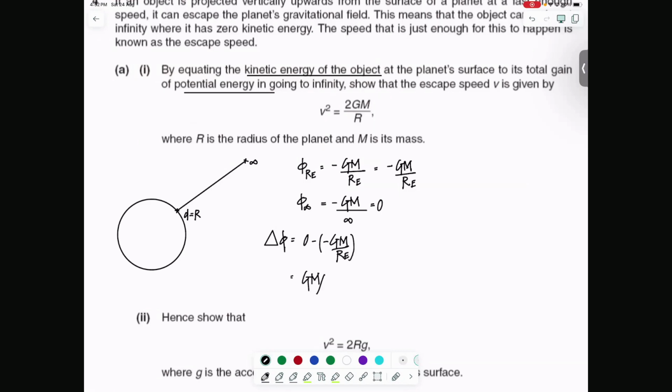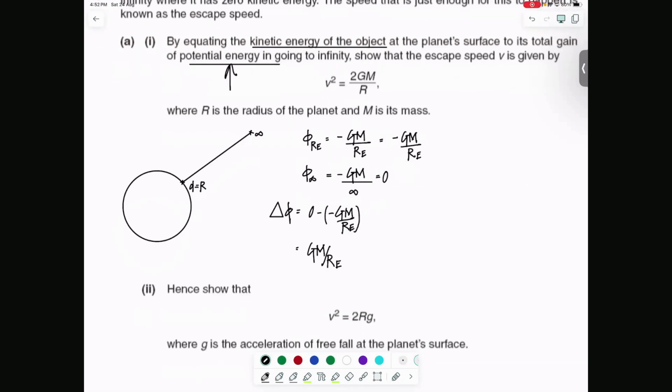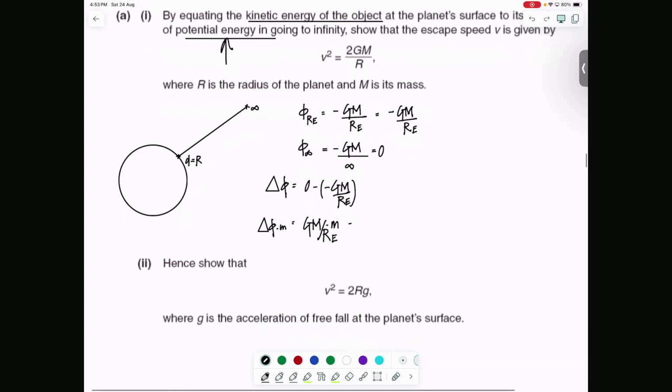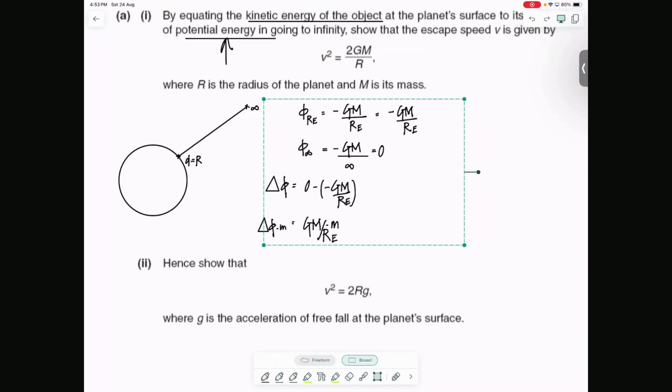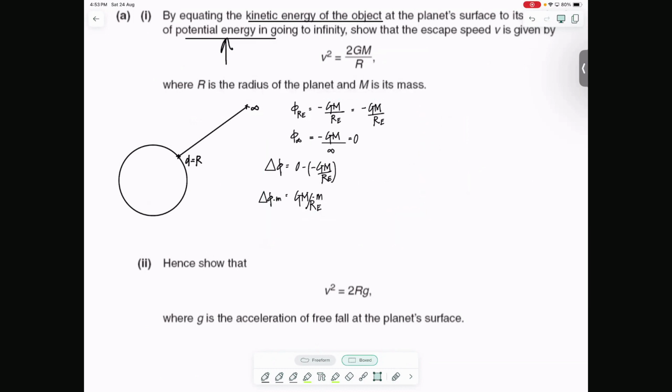So my potential difference is just going to be GM divided by rE. Now, it says GP, the potential energy. How does one get potential energy from potential? Delta phi into m, so into m. That is my potential energy, and that's my GP basically. In the exam, you can skip a couple of steps here. You don't need to show this. You can directly get to that point, but I'm showing all the steps that we need.